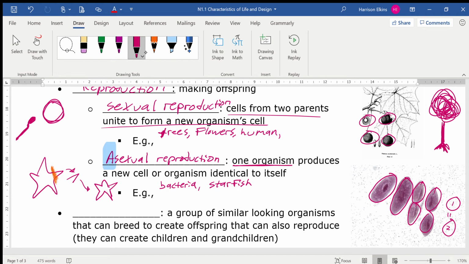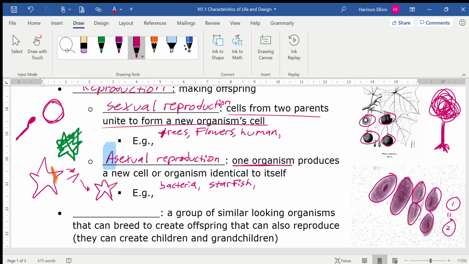You're reproducing, you're making copies of the original one, and there was no second starfish involved in the process. Okay, he wasn't even there. It was just this one. So starfish do that. Sometimes plants can do that.